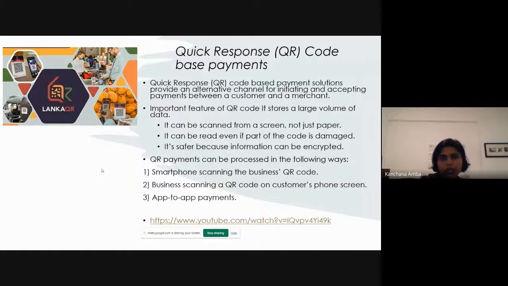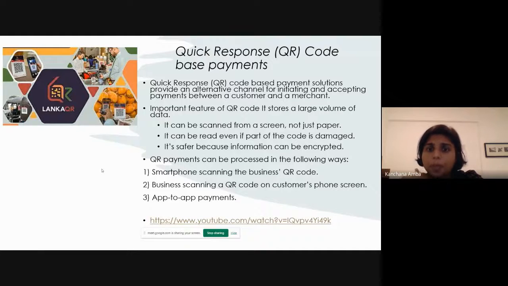Right, now we'll go to QR based payments. QR based payments use one interface of using a mobile app by a customer, right? So a QR code is a payment solution. It's an alternative channel for initiating and accepting a payment, right? Like the card, which is a payment instrument because it has a certain set of rules by which the payment happens. This is different. A QR code directly accesses the account itself, right?